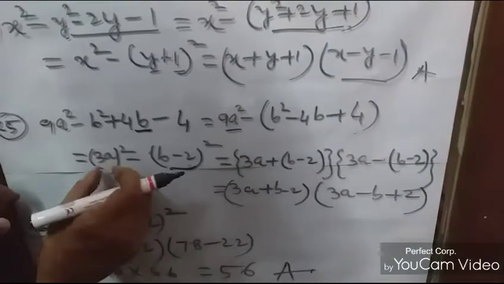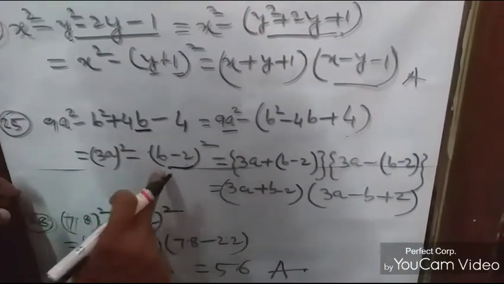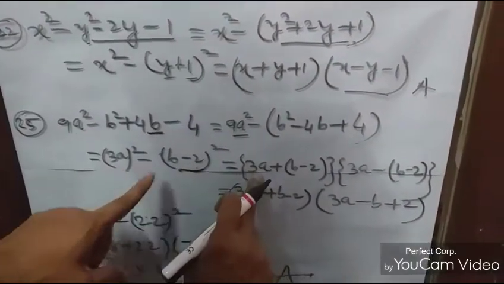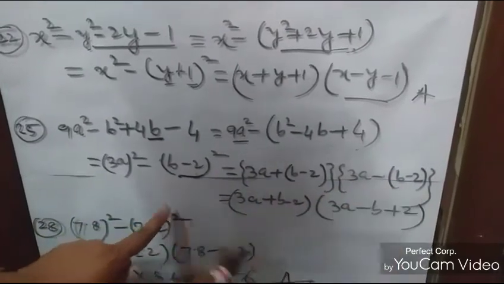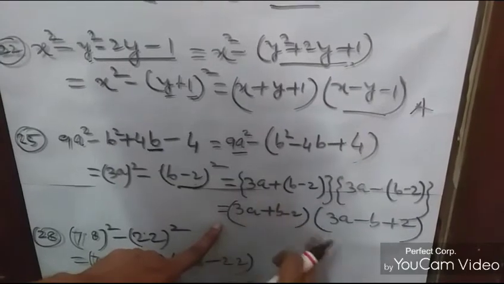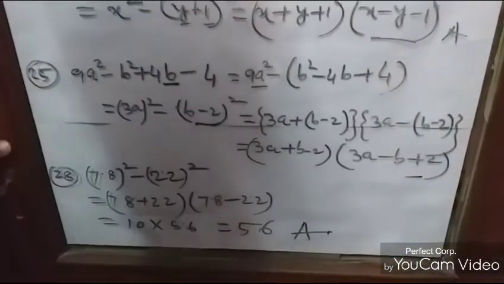9a square means 3a square, so it is 3a square minus b minus 2 square. So it comes a plus b into a minus b. If I open this bracket, that means 3a plus b minus 2 into 3a minus b plus 2. So this is your answer.